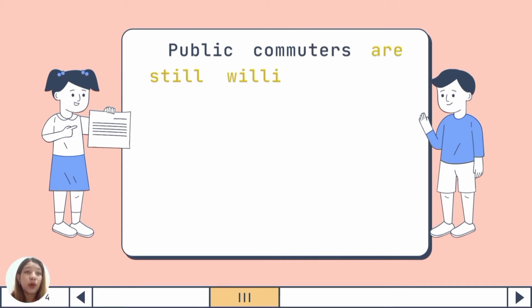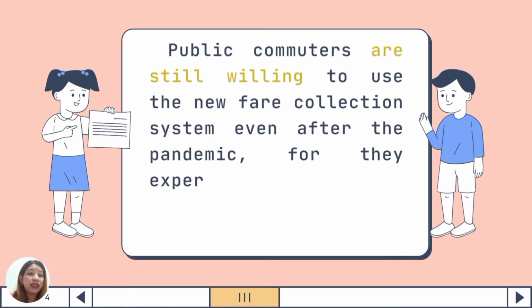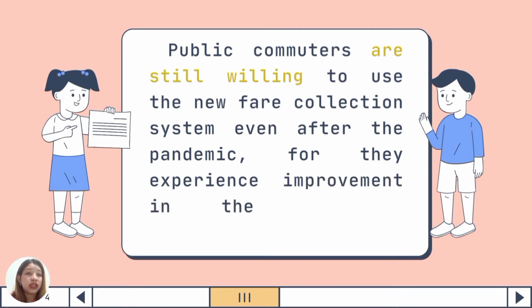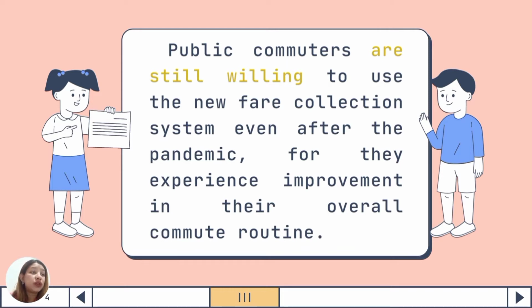Now let's go back to conclusion number 1. In item number 1, the first sentence in the conclusion is written in active voice. Public commuters are still willing to use the new fare collection system even after the pandemic for they experience improvement in their overall commute routine. You should remember that you use present tense in the active voice to express general truth or facts or conclusions supported by the research results that are unlikely to change. In other words, something that is believed to be always true.